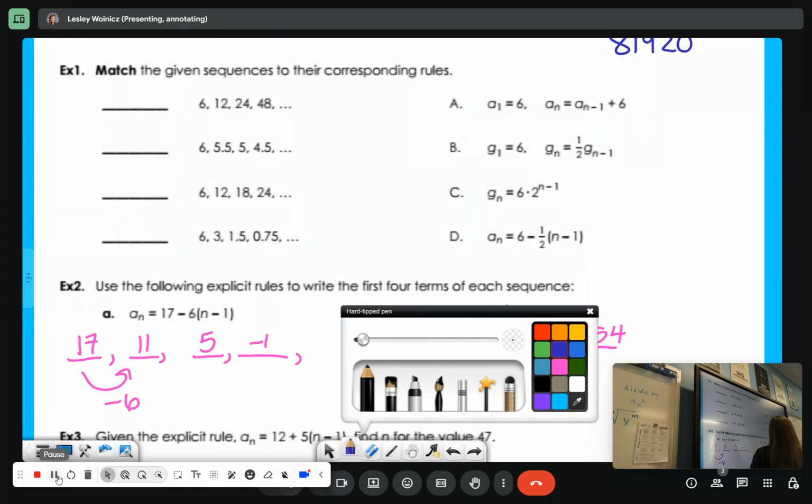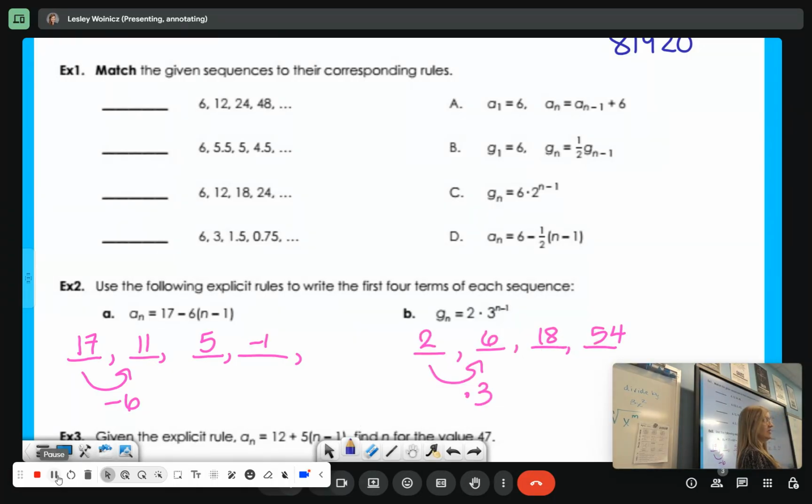Now, the only thing different about these compared to yesterday is that I have explicit and recursive rules all mixed up in here together. So the recursive ones are the ones that start with A sub 1 and G sub 1. These are recursive. And the explicit ones just start with the G sub n and A sub n. All right. So all you're looking for is what number do we start on? What is our first term? And then what do we do to that number? What are we adding? What are we multiplying by? Go.